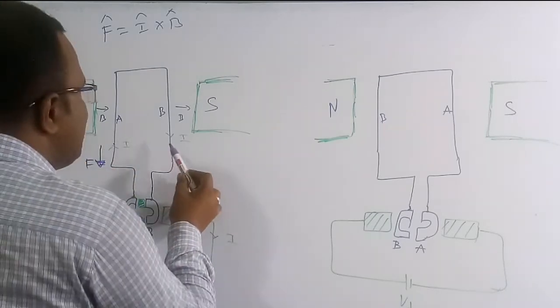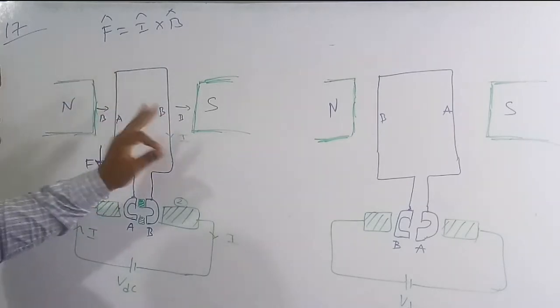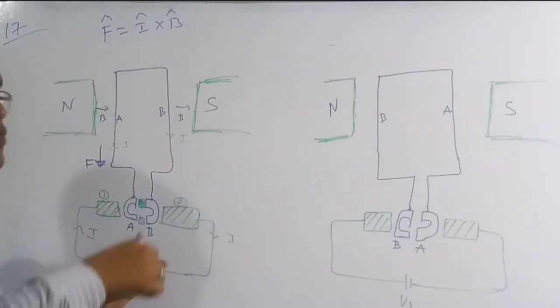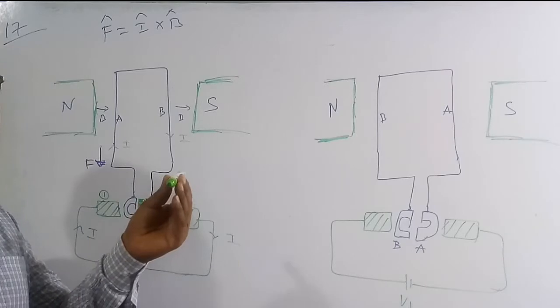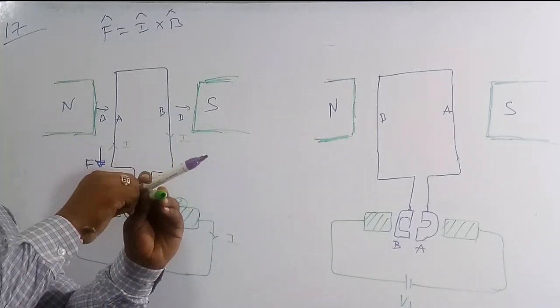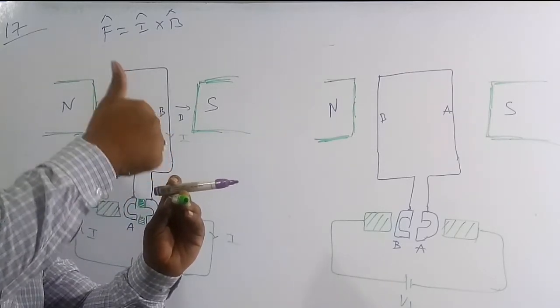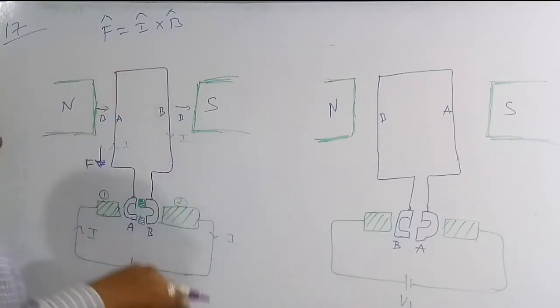If you take the same principle to the other connector, which is the B connector, you can see carefully that the current is going outside and the magnetic field is in this way. If you take the cross product of current and magnetic field, the thumb shows upward. Therefore the force will be upward.